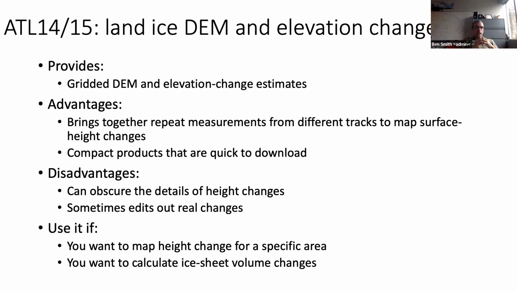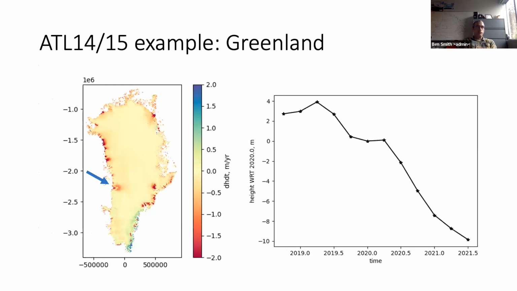And it has propagated errors, it's time resolved. So this is a picture of Greenland showing the mean rate of elevation change over the mission so far. So you can see all of your favorite glaciers thinning rapidly. And I picked a single point on Jakobshavn.